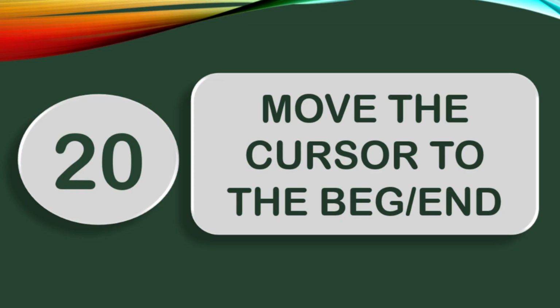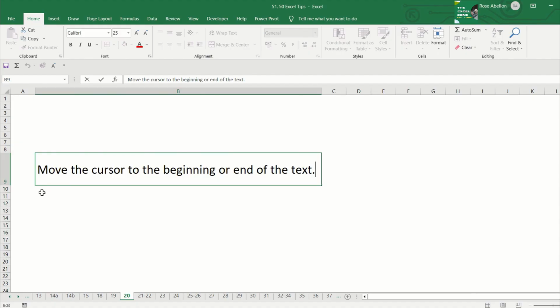Swiftly move the cursor to the beginning or end. If you want to change this description and want to move the cursor to the beginning of the text, you don't have to press the arrow and go through all the characters here until you reach the beginning. You can directly go to the very beginning if you press Ctrl plus Home. And you can quickly move the cursor to the end of the text if you press Ctrl and End.